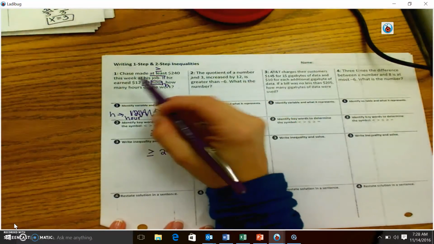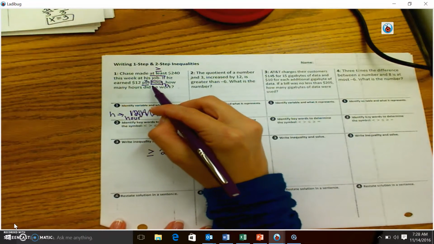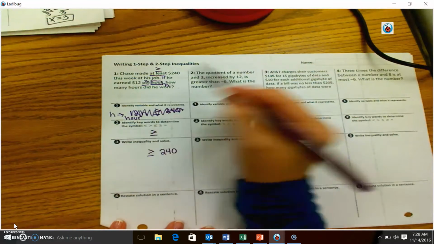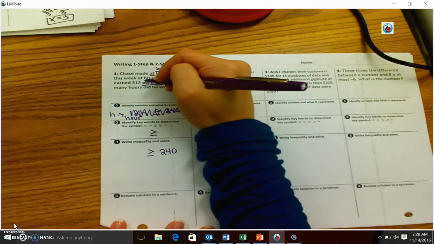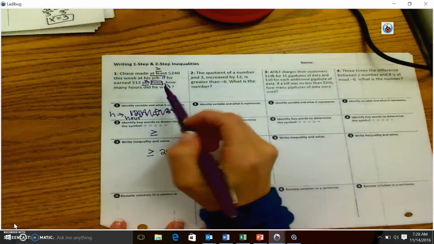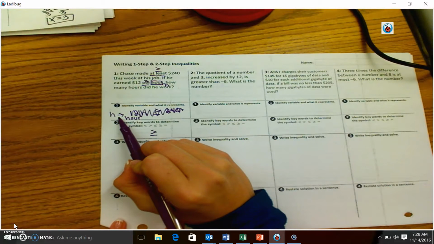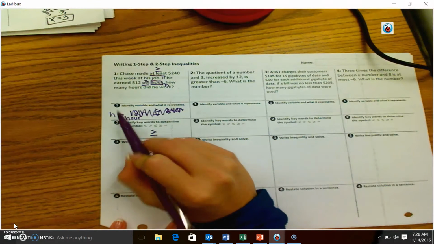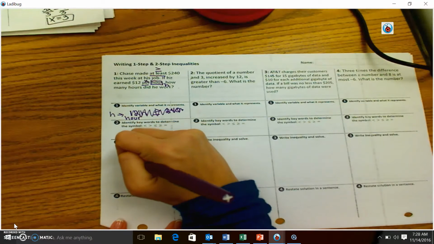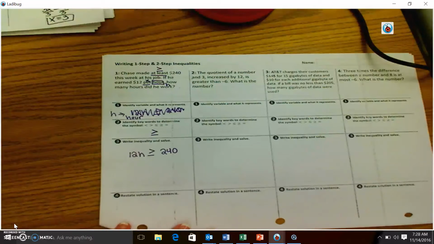Then it says if he earned $12 per hour, how many hours did he work? So we know that per means to multiply. An hour is stood by H. So we can represent that by 12H. Make sure you have that written in box 3.